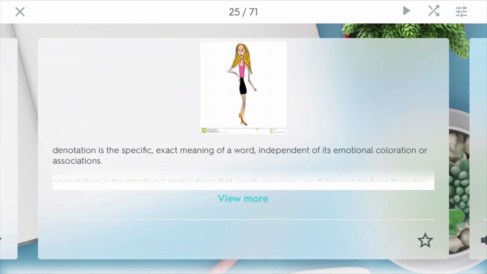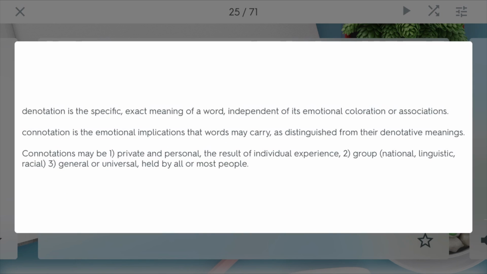Denotation versus connotation. The denotation is the specific, exact meaning of a word. It's independent of its emotional coloration or associations. Connotation, on the other hand, is the emotional implications that words may carry, and they can be negative or positive. They can be private or personal, the result of individual experiences. They can be group connotations coming from a national, linguistic, or racial group. They can be general or universal and understood by all people.